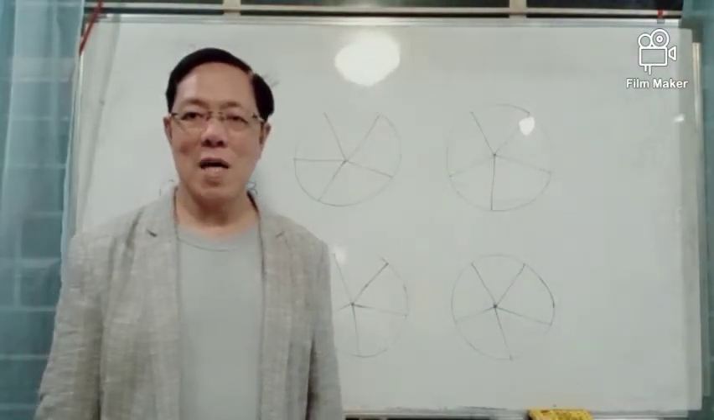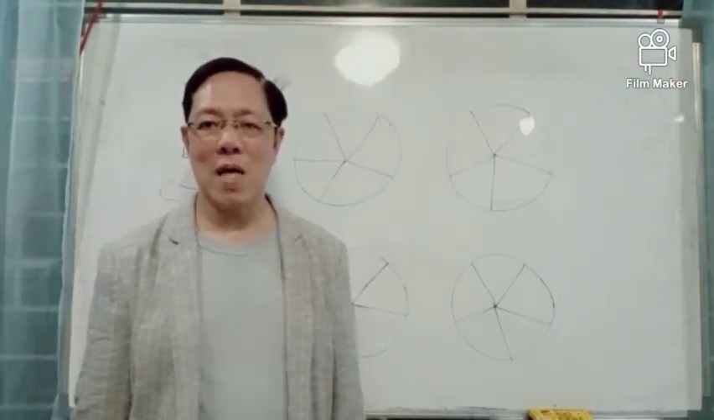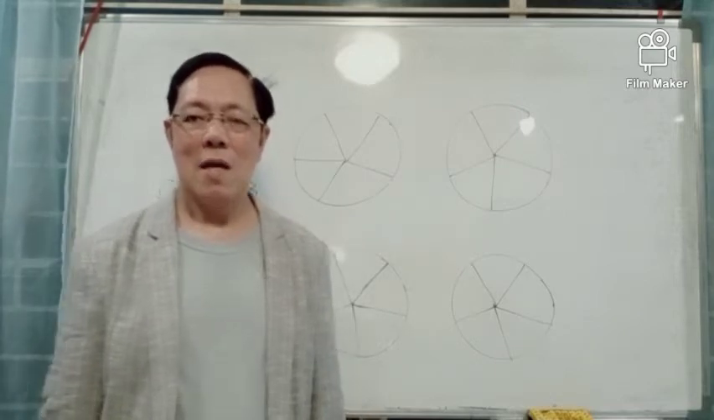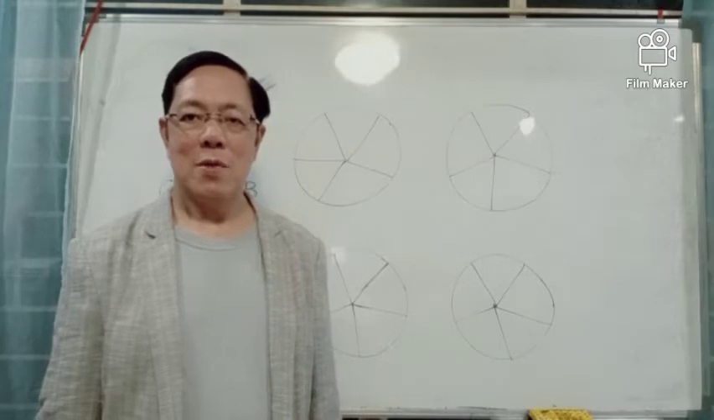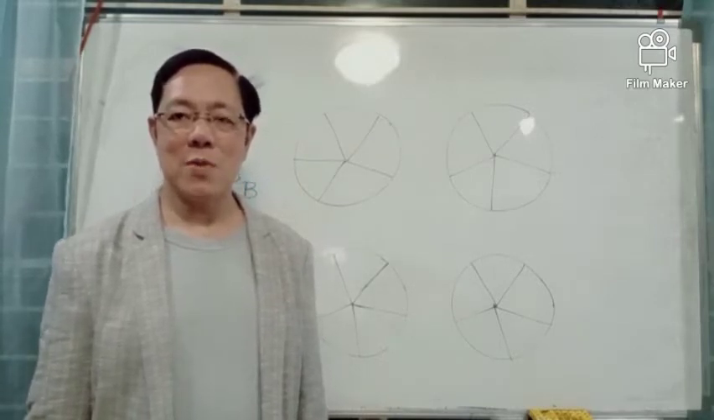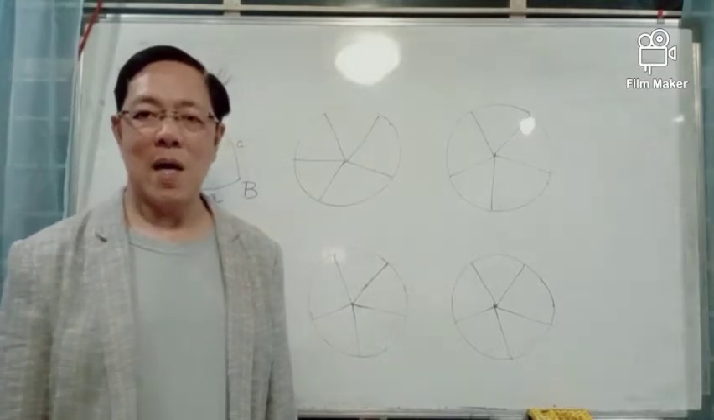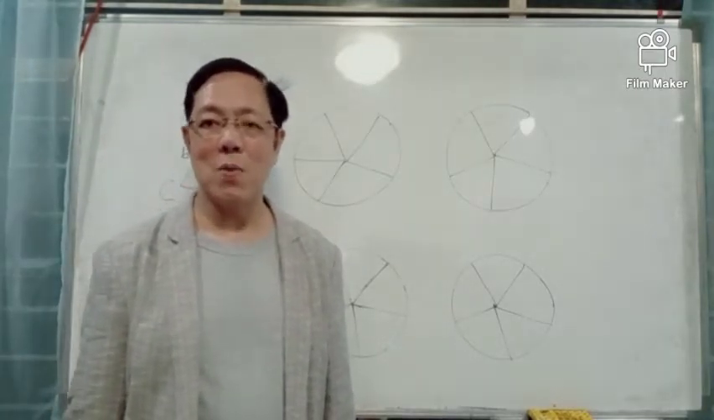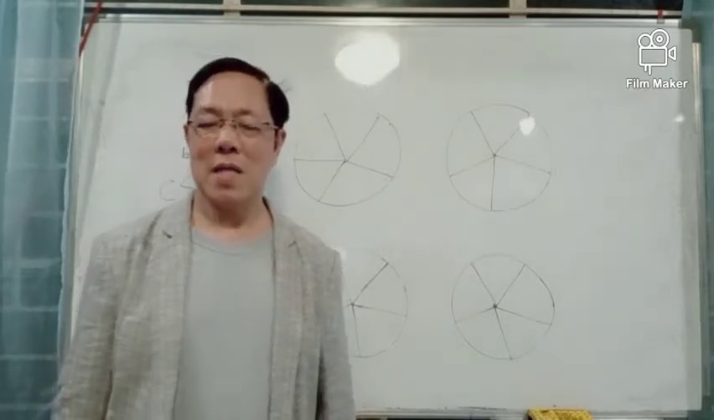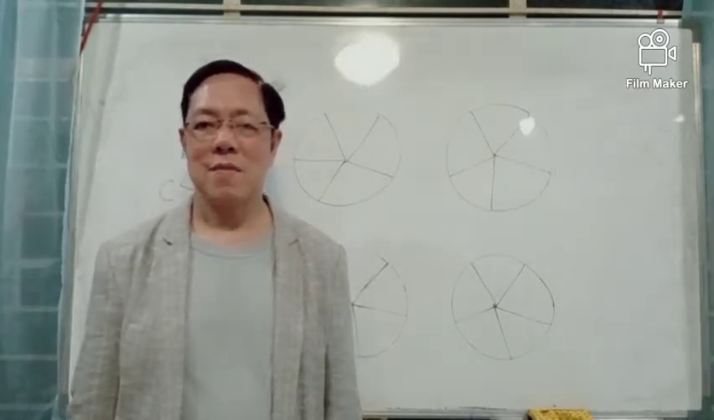The second tool that we need for solving right spherical triangles is given by Napier's rules. There are two Napier's rules, and these rules will help us write the equation from which we can solve for the unknown part of a right spherical triangle.